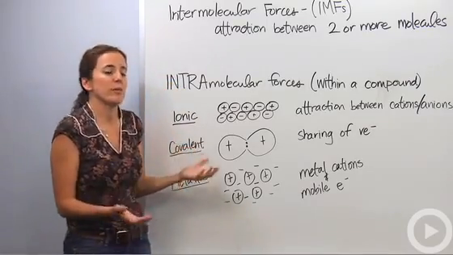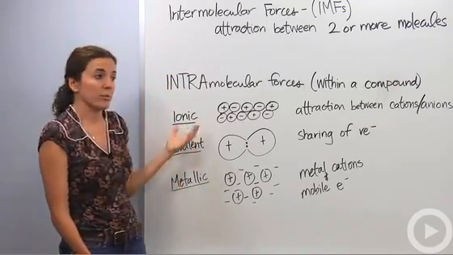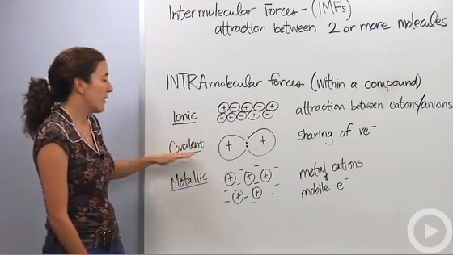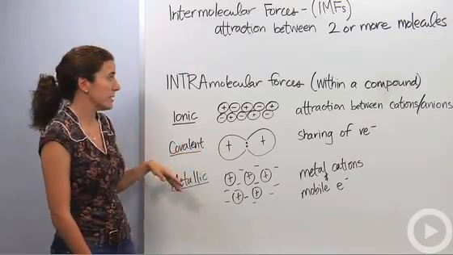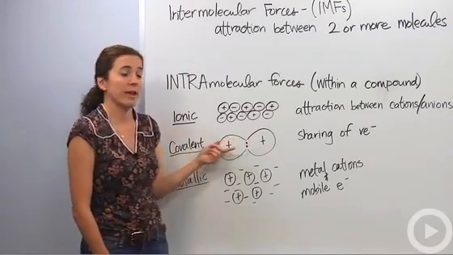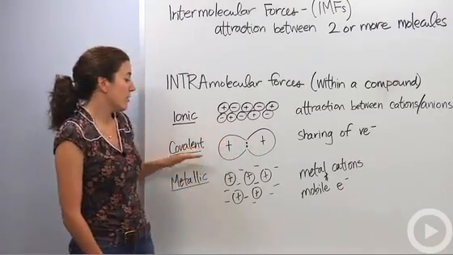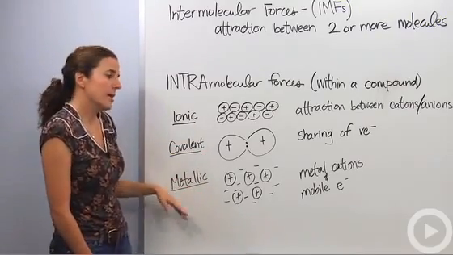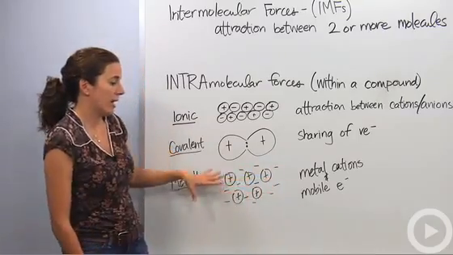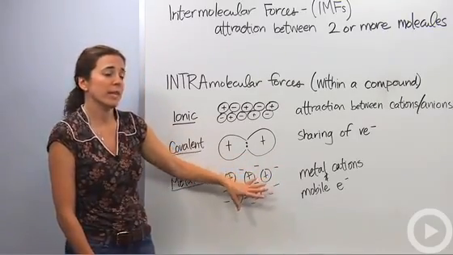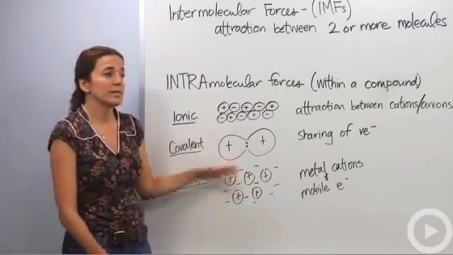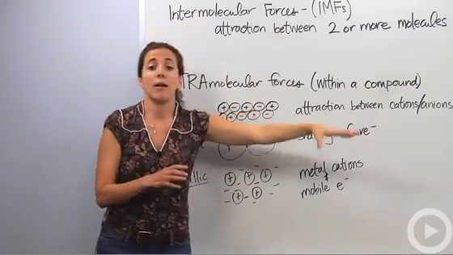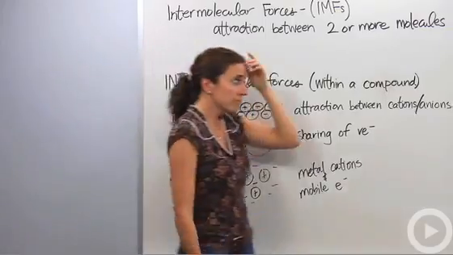Intramolecular forces you might be familiar with. Ionic bonds are intramolecular forces, how the cations and anions are attracted to each other. Covalent bonds are also intramolecular forces. They're the bonds formed by the sharing of valence electrons. And lastly, there are metallic forces: the metal cations and the mobile electrons flowing between the cations, the sea of electrons. Those three are intramolecular forces. They're within a compound. Intermolecular forces are between a compound and another compound. So let's talk about those.